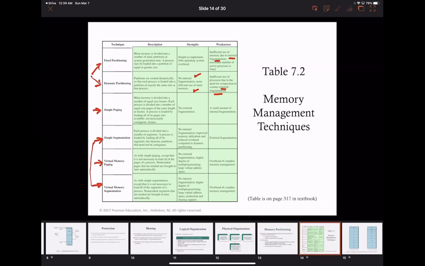For simple paging and simple segmentation, and virtual memory paging or even virtual memory segmentation, I will leave this for now. I will talk about them in more detail when it comes to paging and segmentation, whether it's on the main memory level or the virtual memory level.